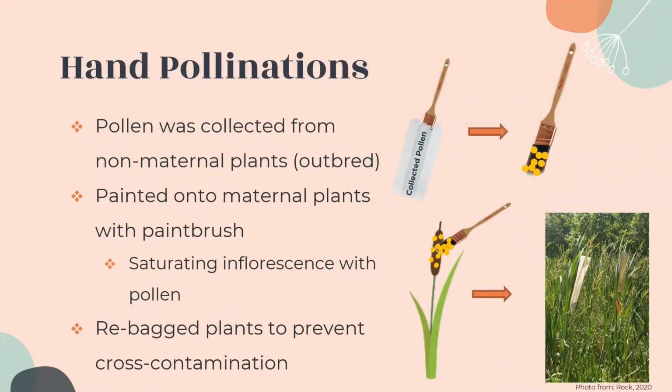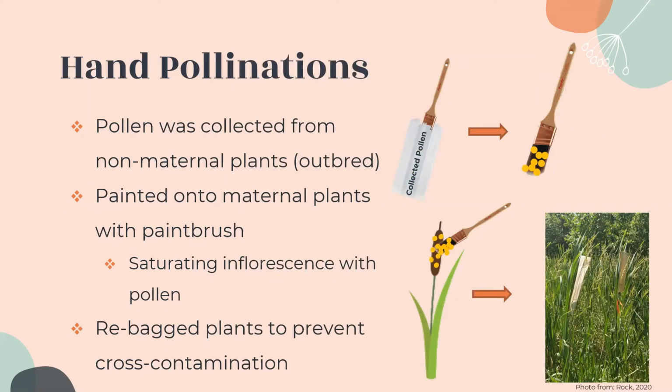For outcross plants, I collected pollen from non-maternal plants at the sites. I did this by shaking the male inflorescence into a glassine bag until there was a substantial amount of pollen collected. I then painted the pollen onto the female inflorescence using a 1-inch angled paintbrush, ensuring total saturation of the inflorescence, meaning I essentially painted in up and down motions all around the inflorescence until the little hot dog fruit turned from brown to yellow. I then rebagged the plants to help prevent cross-contamination from surrounding pollen that was dispersed by the wind.